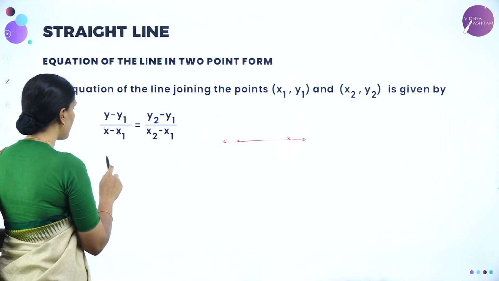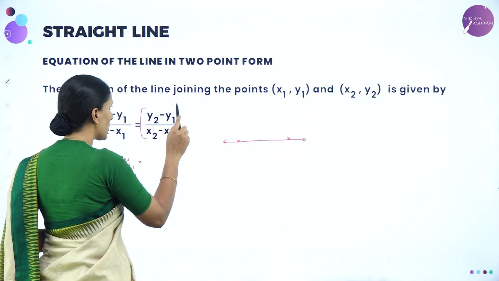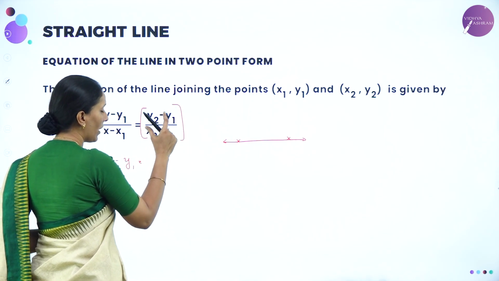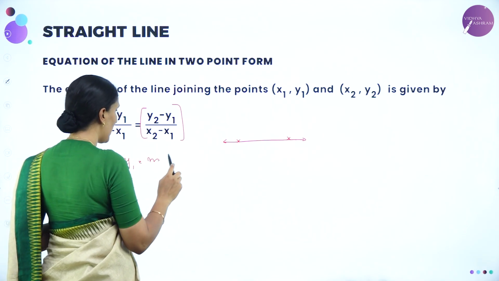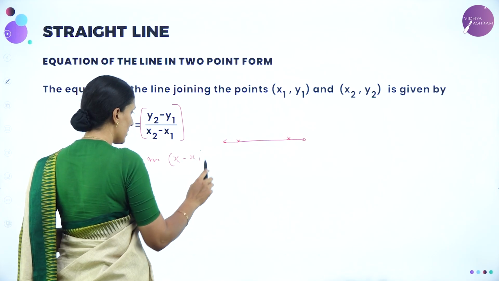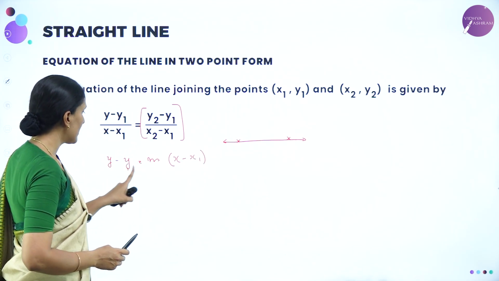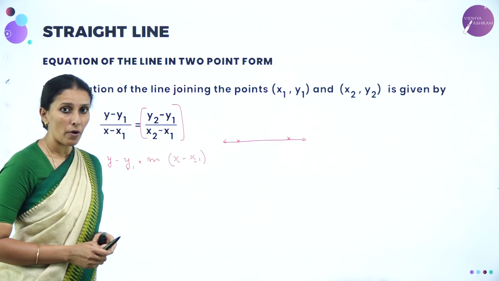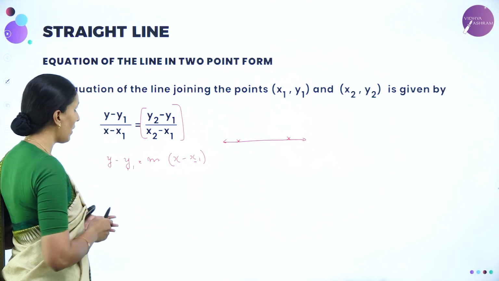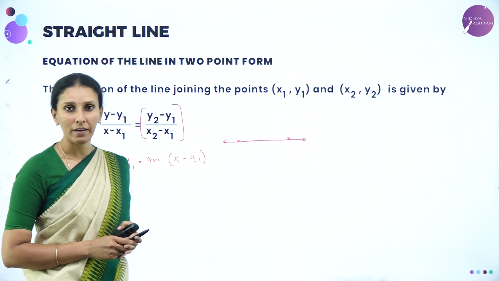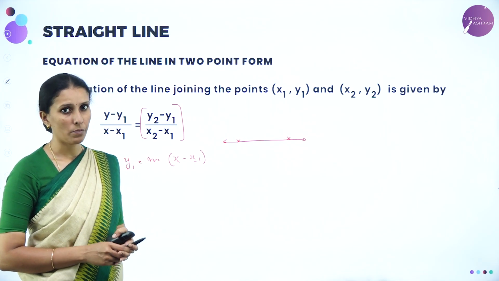It is the same as y minus y1 is equal to, see, this is clearly your slope. So this is the slope of a line when two points are given. So this is m, and if you cross multiply, this is x minus x1. This is the same as your point-slope form. This is the slope of the line, and this is the coordinates of a point through which the line is passing. Therefore, this can be given in the form of y minus y1 by x minus x1 is equal to y2 minus y1 by x2 minus x1.